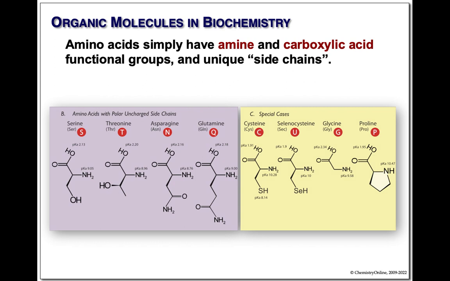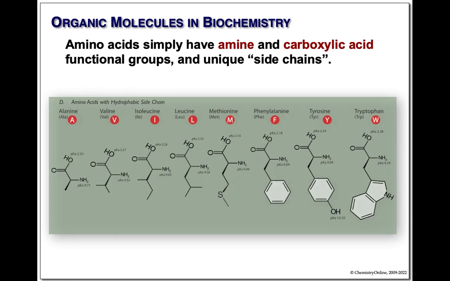Now, these side chains in amino acids dictate what their chemical properties are. These are all hydrophobic. The ones we looked at are hydrophilic. Here we even have benzene rings. Again, all of these are not soluble in water.